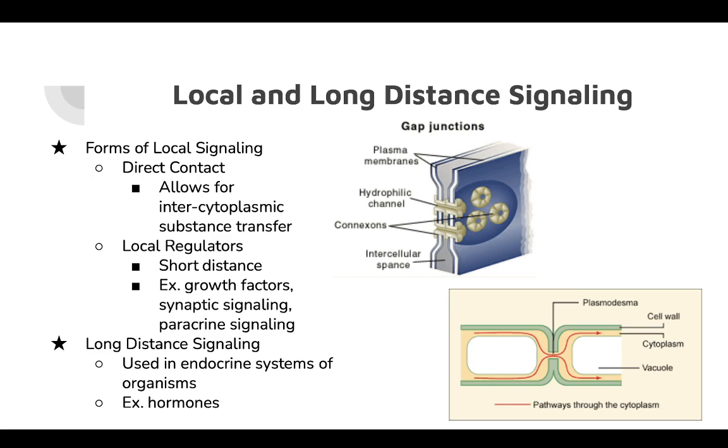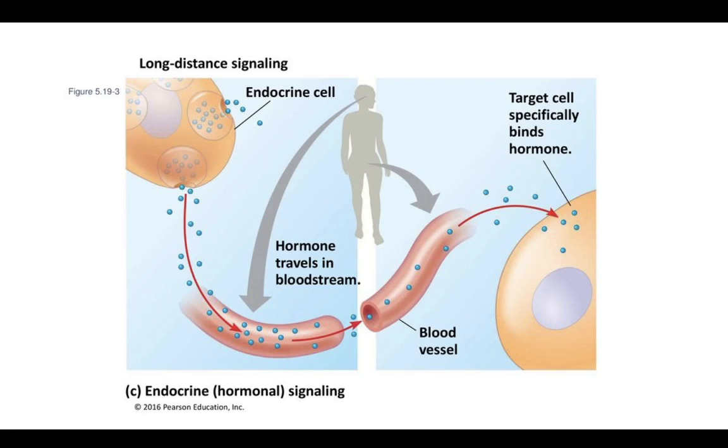In terms of local regulators, these are the signaling molecules or growth factors that actually travel in between the cells. So they are short distance and they can be used in synaptic signaling and paracrine signaling. Long distance signaling is usually used in the endocrine systems of organisms. So they would travel through the circulatory system for animals and for plants through gas or the vascular tissue. And one example of long distance signaling in terms of endocrine systems would be hormones.